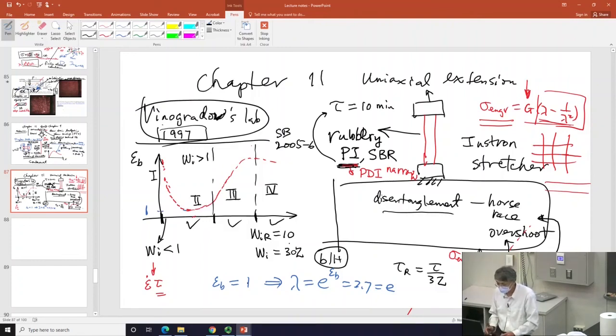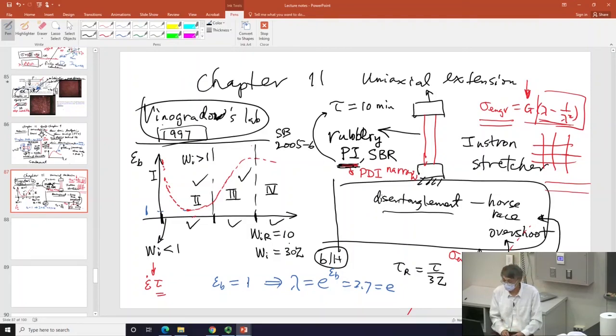And depending on regime 2 or 3, this could occur very early, near the peak, or very much after the peak. That's the difference between region 2 and region 3. I know there's a lot of details. I'm going to skip it. The key emphasis is that the disentanglement will cause you to lose the ability to stretch your sample uniformly. In other words, the sample will break. I know I have repeated this message so many times now.